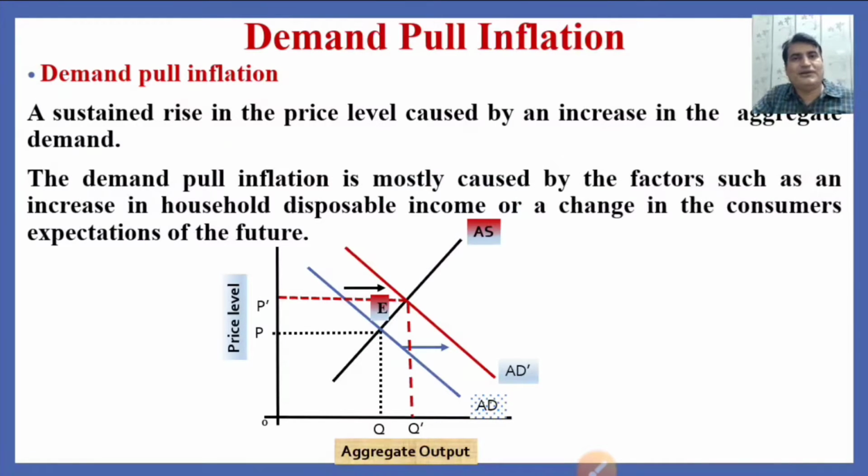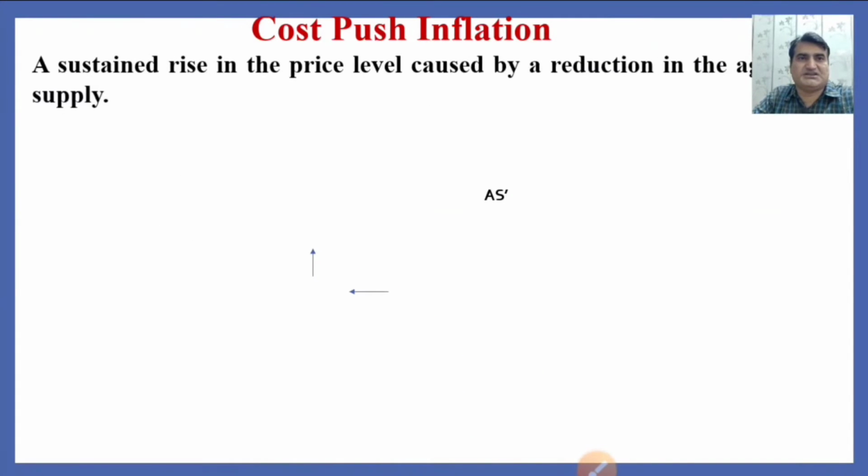Demand pull inflation is mostly caused by factors such as an increase in household disposable income or a change in consumer expectation of the future. So what is cost push inflation? A sustained rise in the price level caused by the reduction in aggregate supply is called cost push inflation.